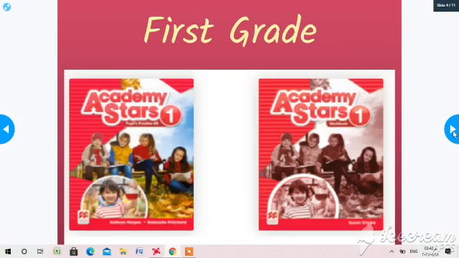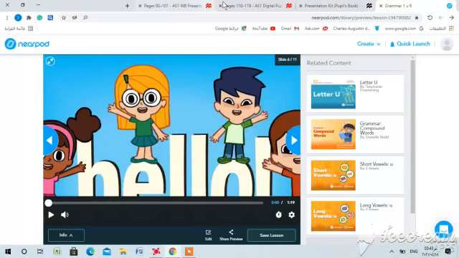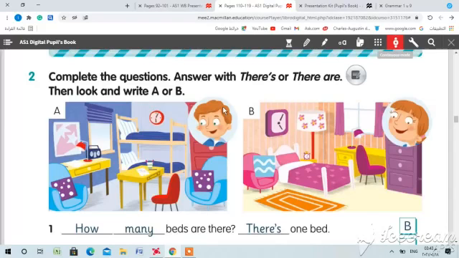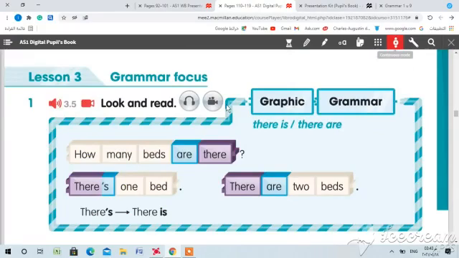Today inshallah students should be able to produce there is and there are. Grammar focus, pupils book page 113, workbook page 94. Today is Tuesday, 20th of April 2021. Now open your pupils book please on page 113. Before we start our lesson, let's watch this video. Graphic grammar.